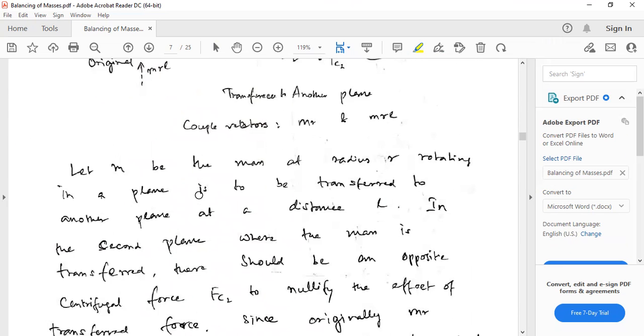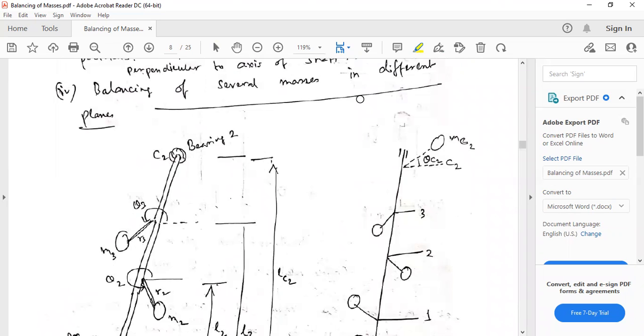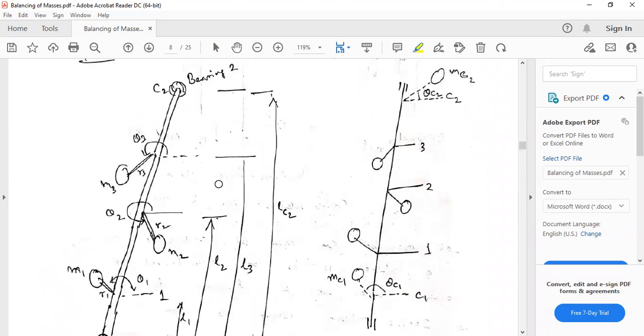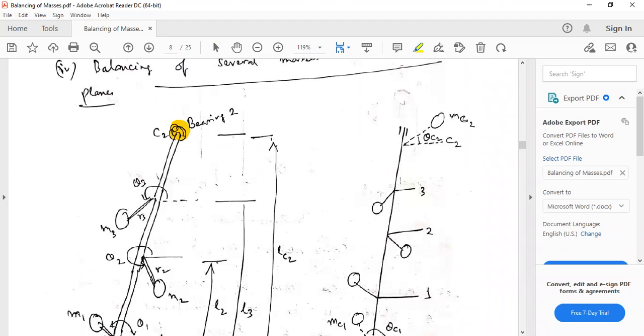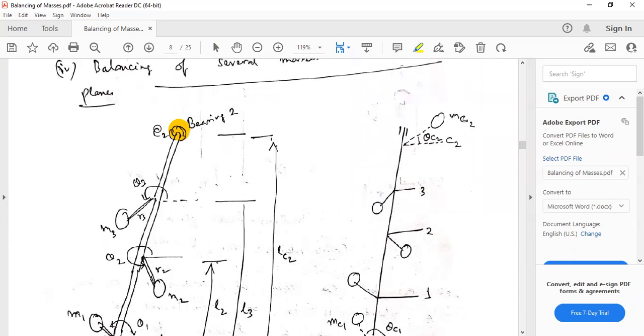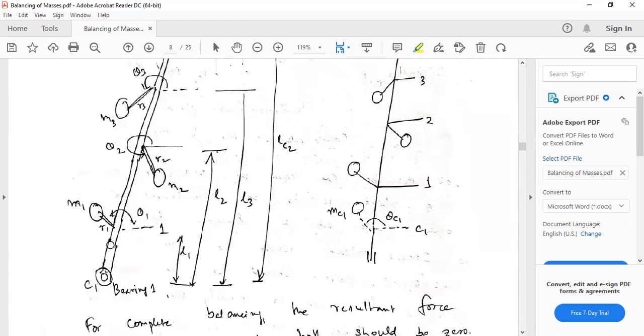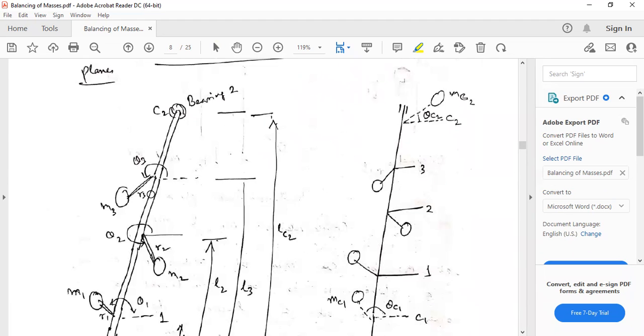Next, let's see how to balance several masses acting in different planes. Now, let's take this as a shaft. We have to support the shaft at two bearings, bearing 1 and bearing 2. Let's write bearing 1 as C1 and this as C2. Now we have mass M1 at a distance of R1, mass M2 at a distance of R2, and another mass M3 at a distance of R3.